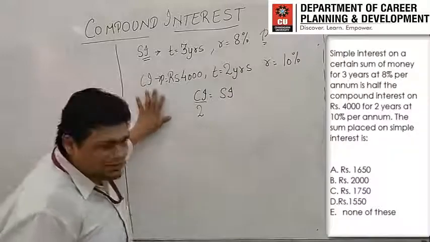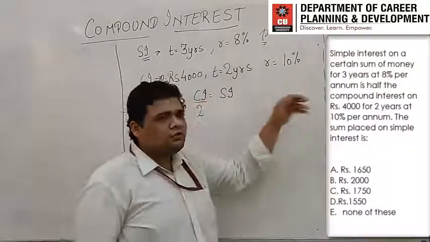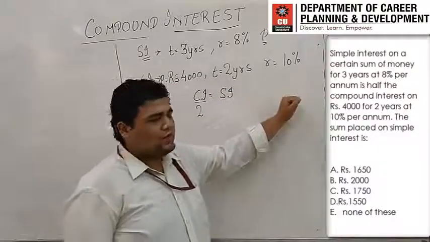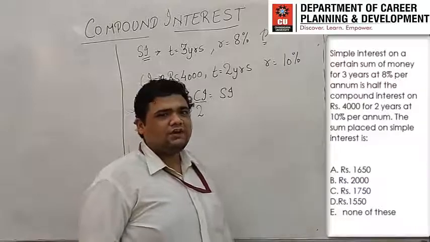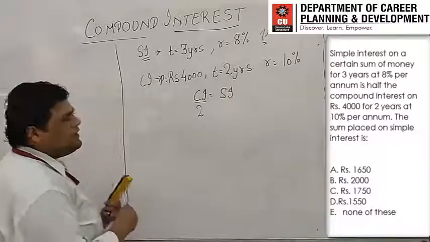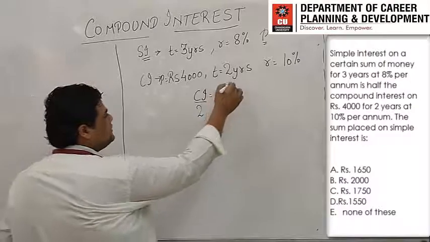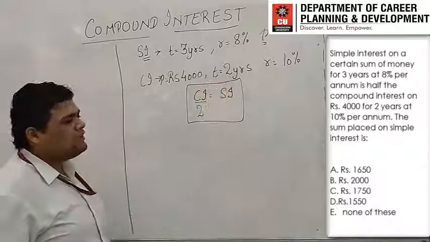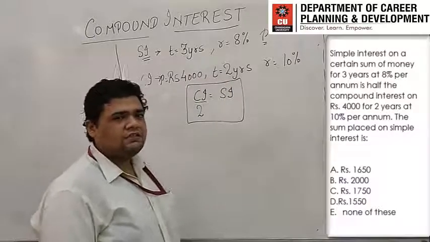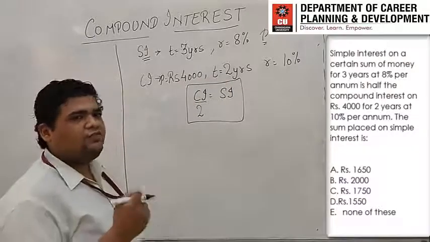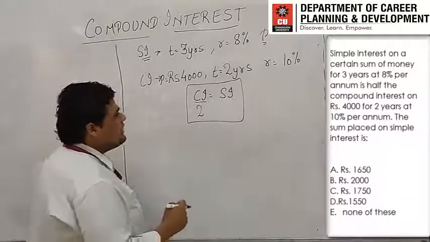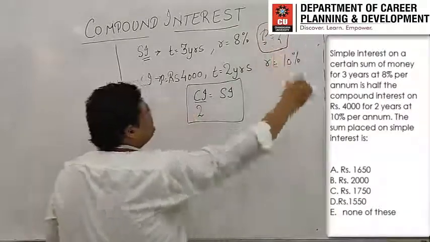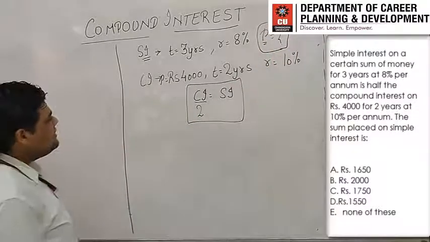Then CI, compound interest, is also calculated on rupees 4,000. Time given to us is 2 years and rate given to us is 10%. And one relation is given in this question: simple interest is half of the compound interest. Simple interest in this question is half the value of the compound interest. And we have to find the principal which is invested at SI.